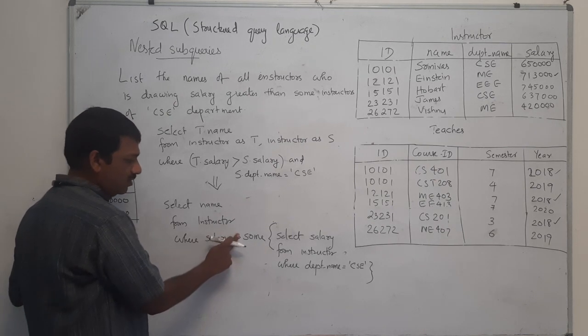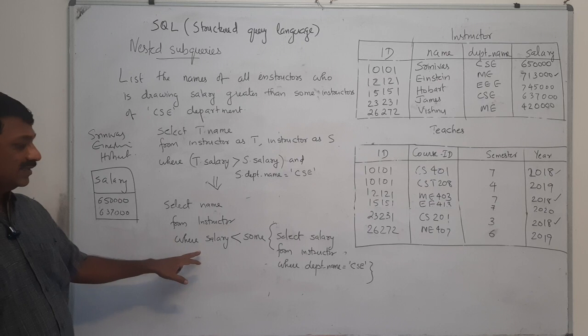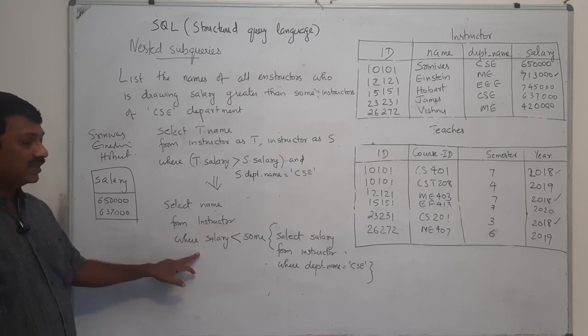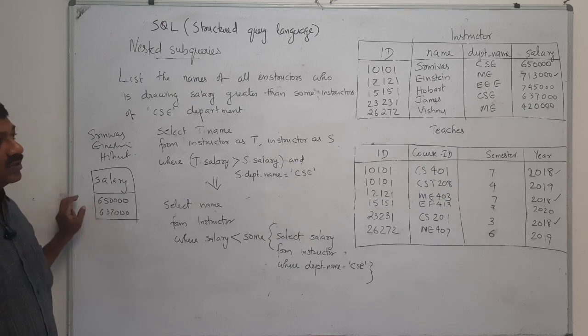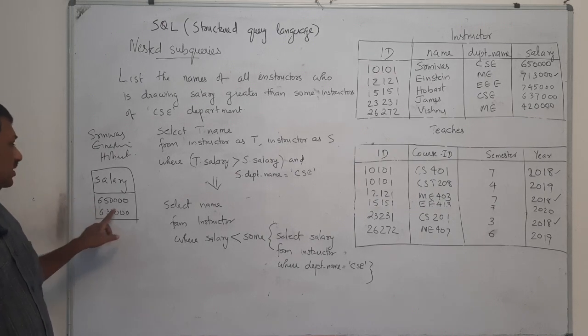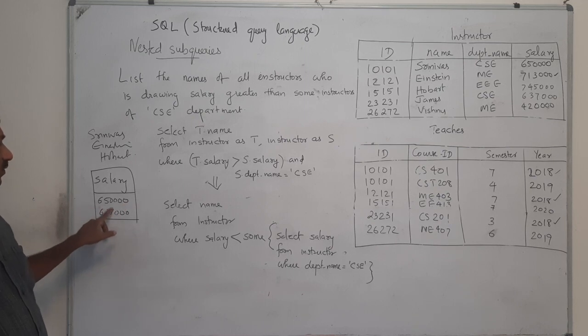You can have less than some. So if you replace this by less than some, what will happen? Only James and Vishnu qualify, because for James it is less than 650,000 and for Vishnu it is less than both of these.